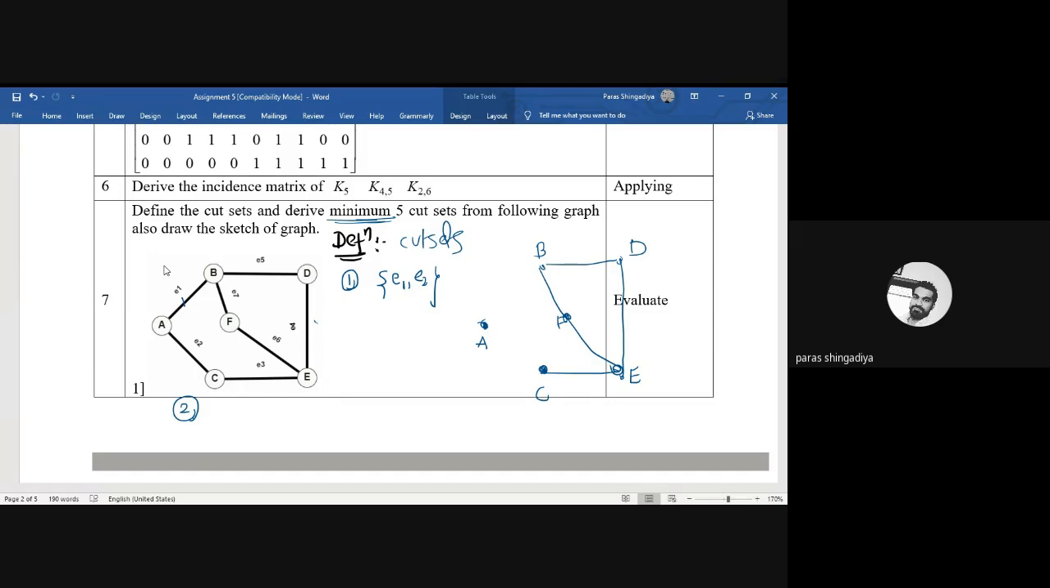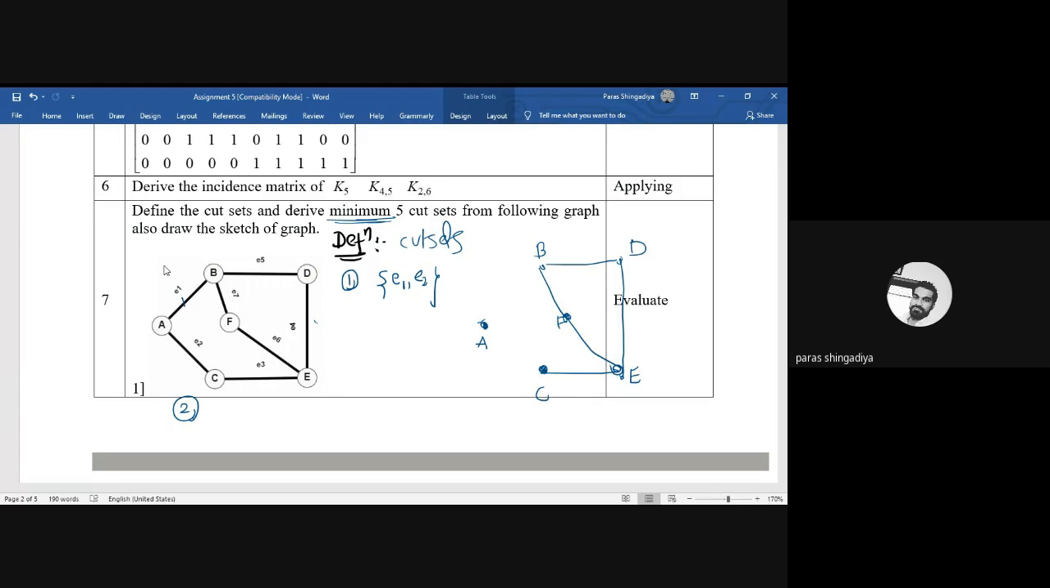For example, if we need to disconnect E, how many edges do you have to delete? E3, E4, and E6. 3 edges have to be removed if you need to disconnect E from the rest of the graph. For D, how many edges do you have to delete? E4 and E5. For B, you have to delete 3 edges: E1, E7, E5. Clear? So now consider a single vertex only and make the graph disconnected using the single vertex. So these are all cut sets.